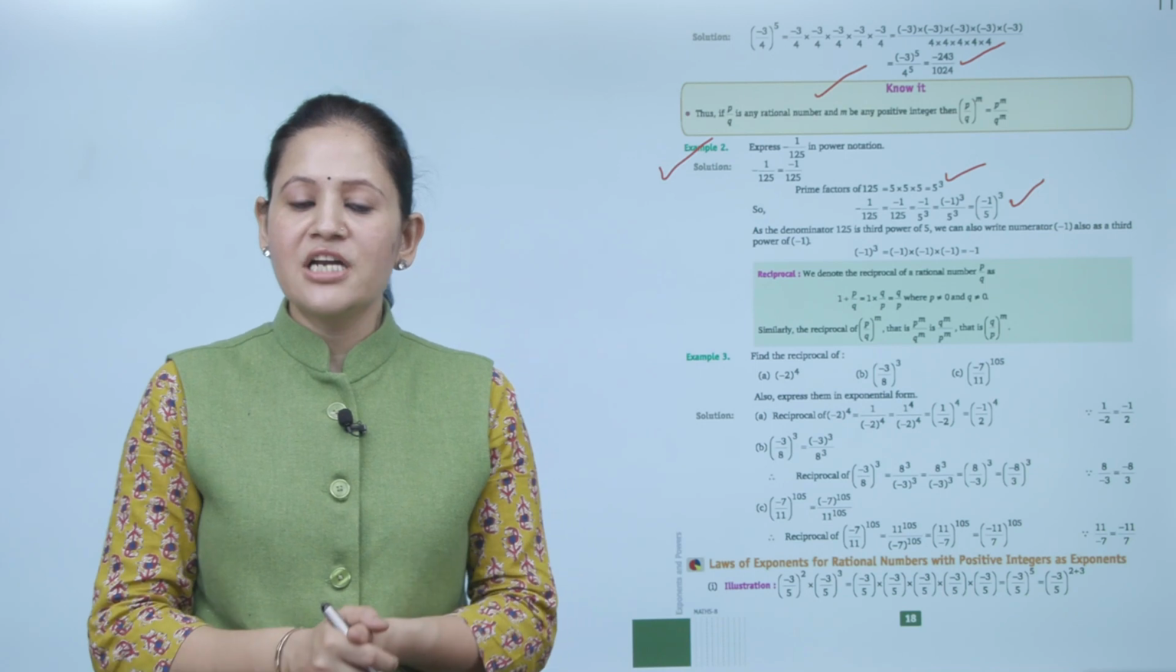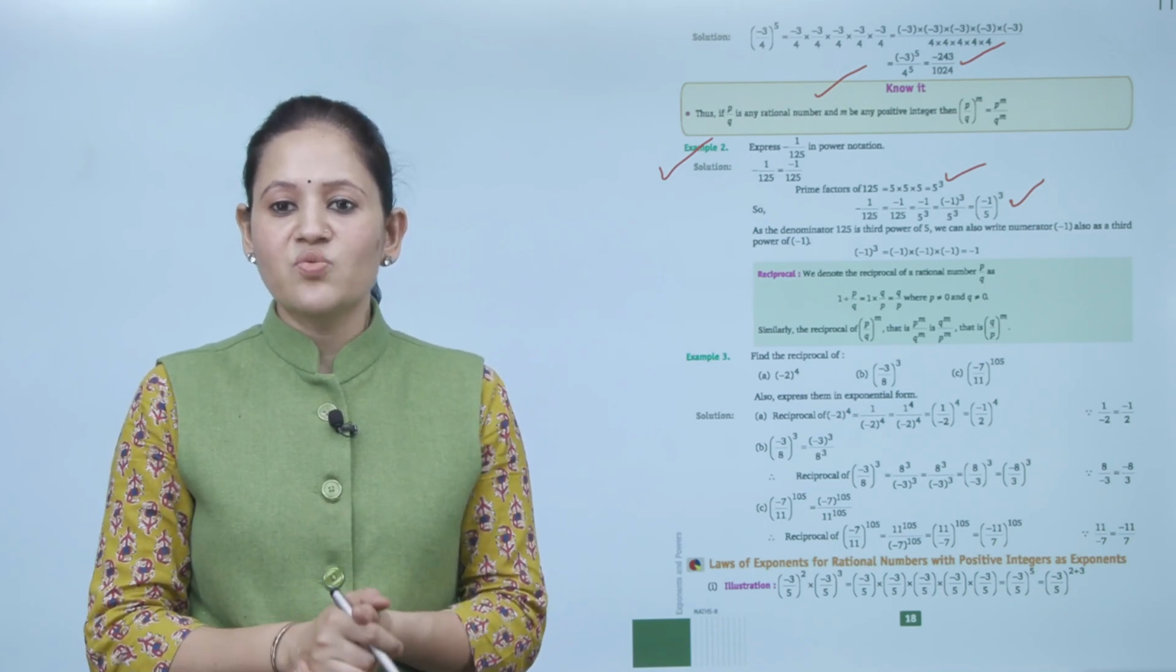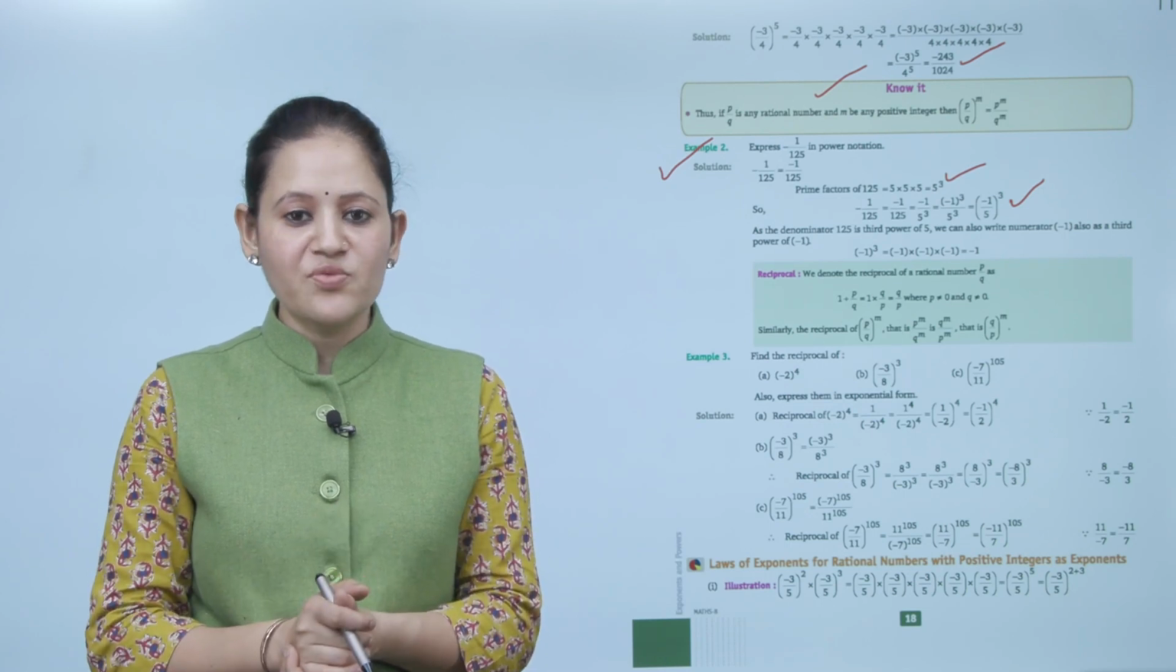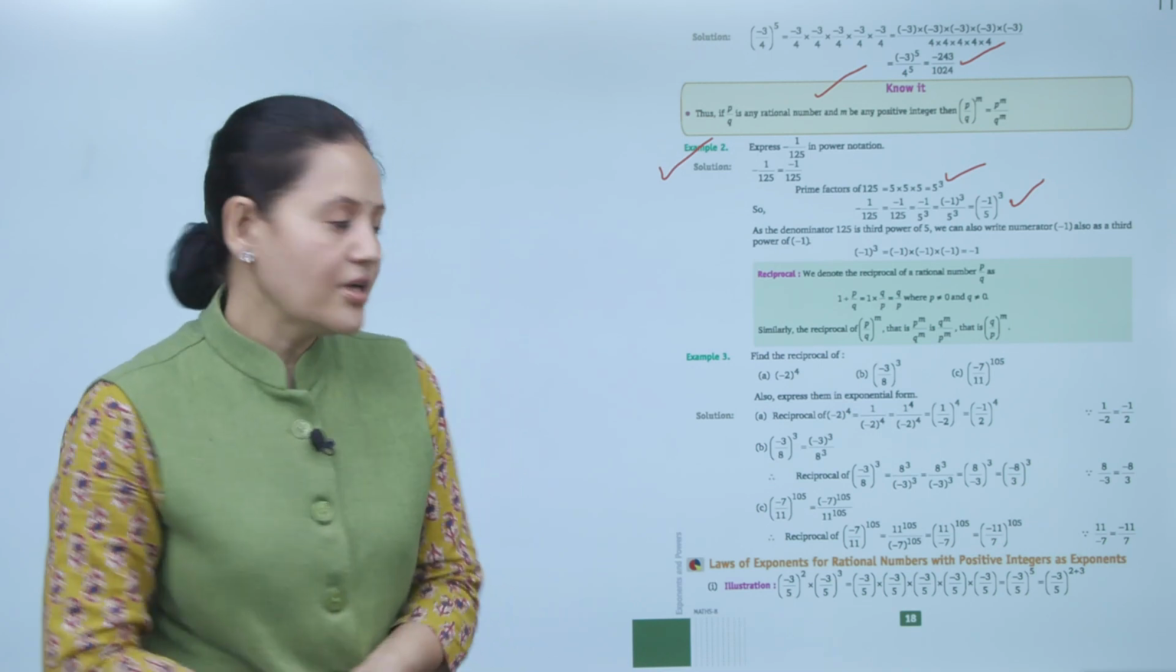As the denominator 125 is the third power of 5, we can also write the numerator minus 1 as the third power of minus 1. Minus 1 to the power 3 is equal to minus 1. Reciprocal.